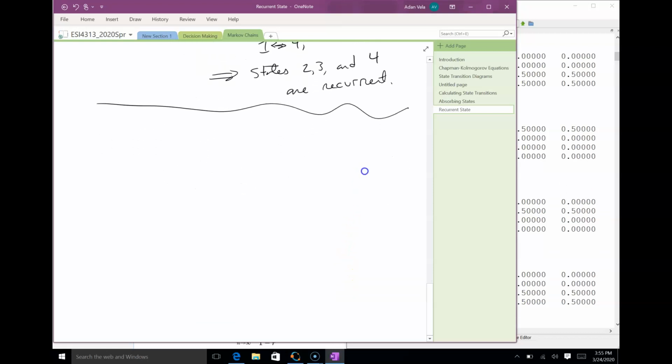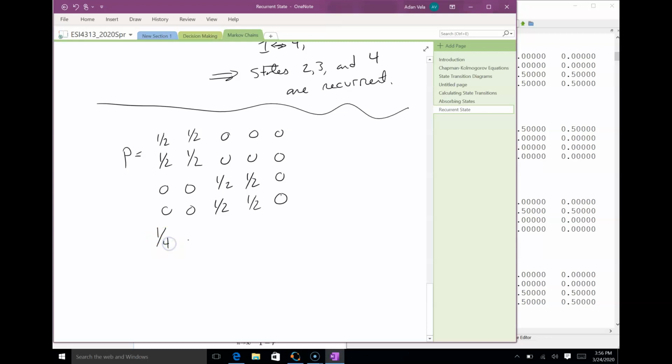Okay, so now let's do it for the other problem. On the other problem, our transition matrix was 1/2, 1/2, 1/2, 1/2, and then we had a bunch of zeros. And then we had states 3 and 4 that were going back and forth with the half as well. And finally, a fifth state with 1/4, 1/4, 0, 0, 1/2.